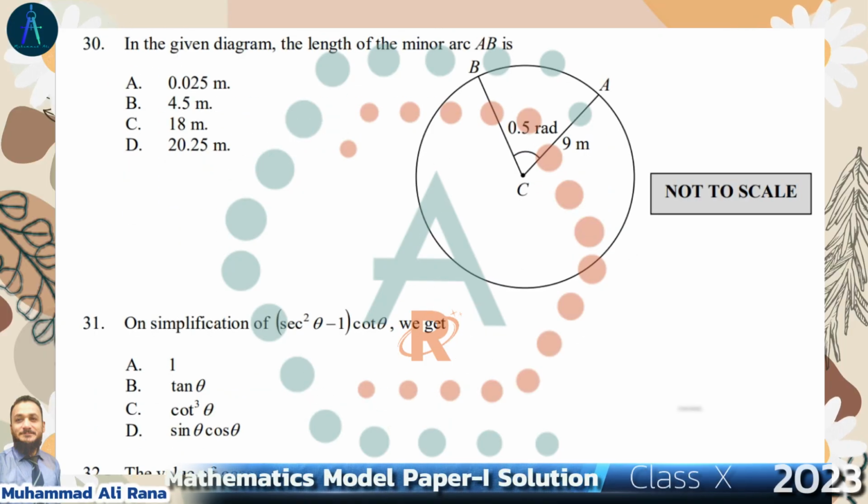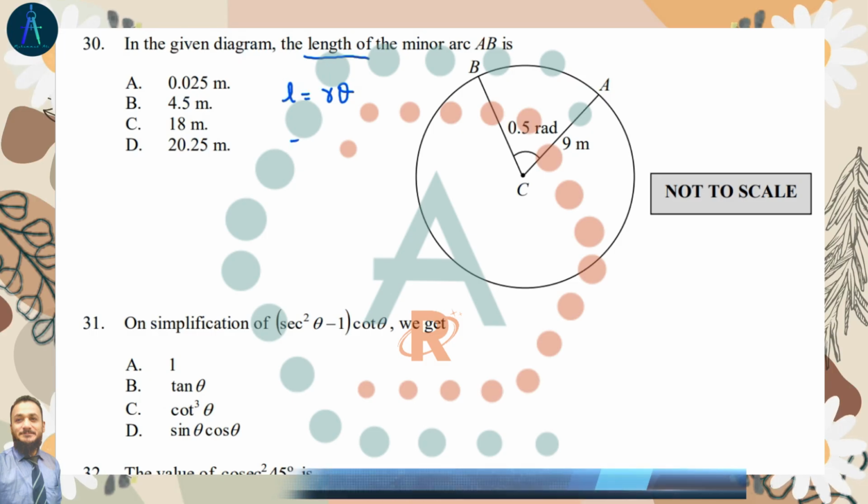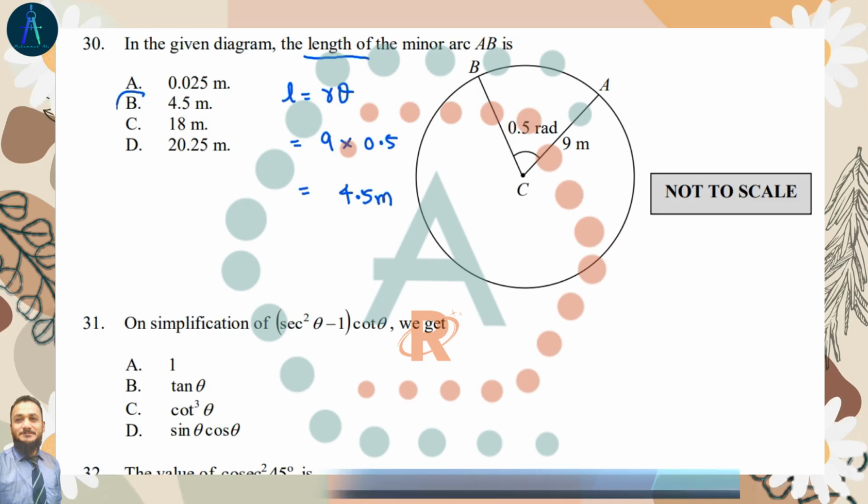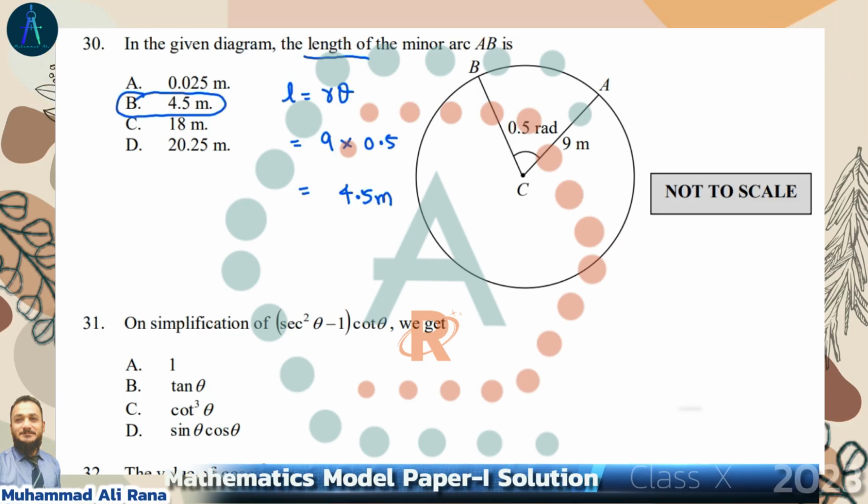In the given diagram, we have to find the length of minor arc AB. The arc length L equals r theta. So r is 9 and theta in radians is 0.5. So the arc length will become 4.5 meters. Option B becomes the right answer.